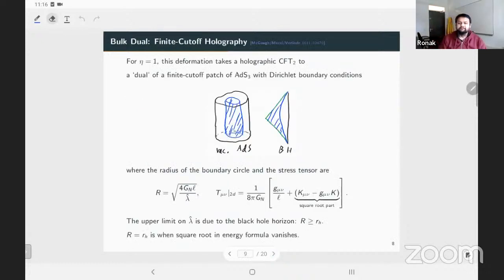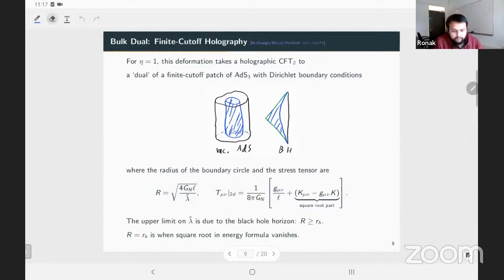This we can understand from the bulk as well. So for eta equals 1, this deformation takes a holographic CFT to the quote-unquote dual of a finite cutoff patch of AdS3 with Dirichlet boundary conditions. So in the vacuum AdS, the CFT is dual to the entirety of vacuum AdS, but the deformed theory might be dual to just the blue region, or in the black hole, or for a black hole pure state, this blue region, where this is the horizon, and this line here is a cylinder, and yeah, so everything between the horizon and the boundary cylinder.